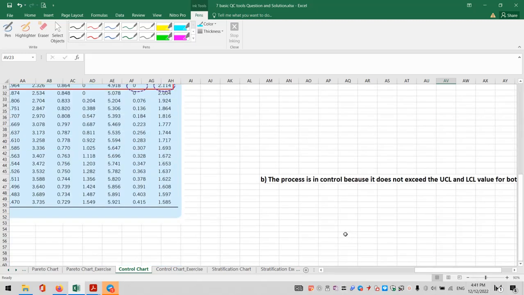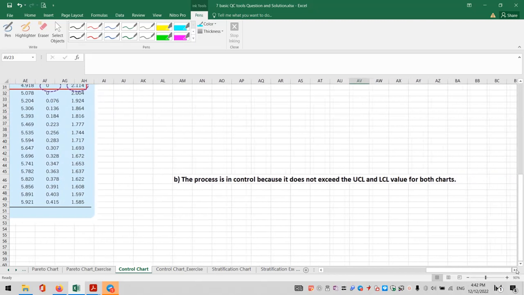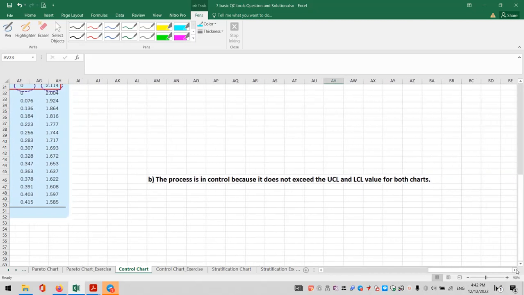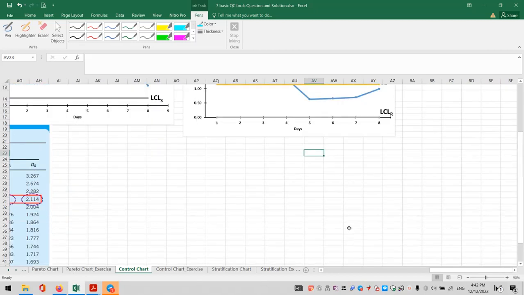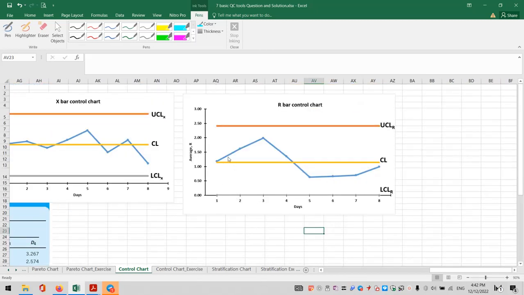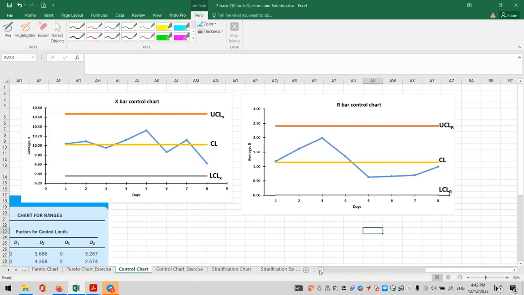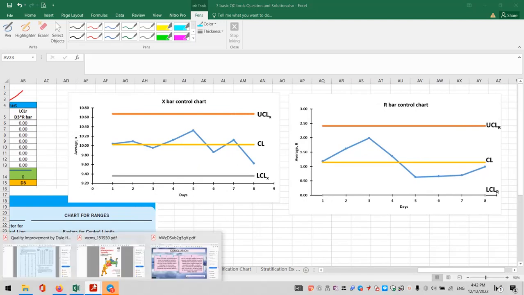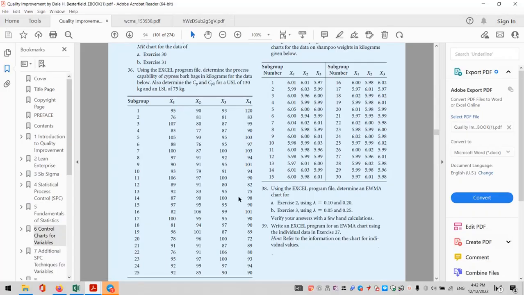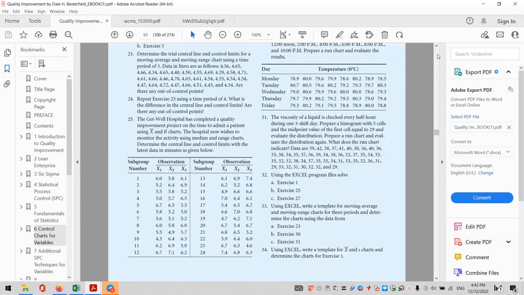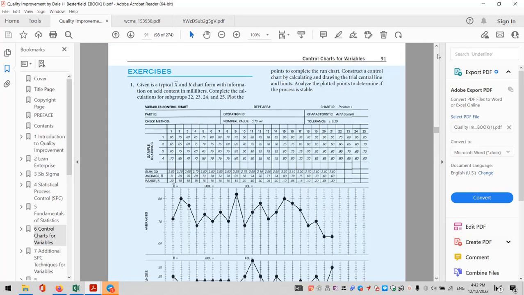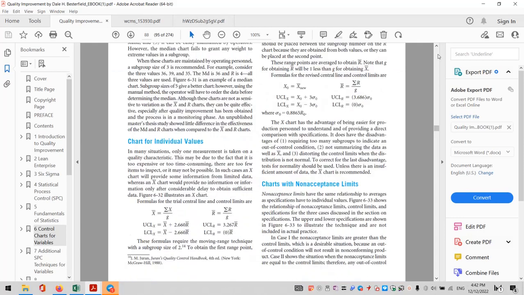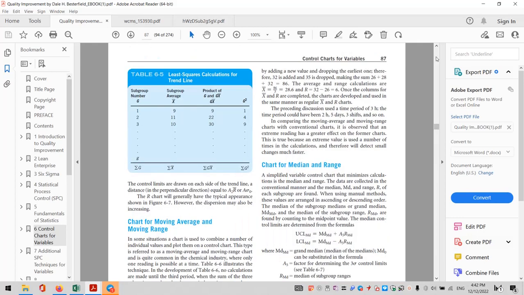Then the question asks you to conclude. The process is in control because it does not exceed the upper control limit and lower control limit for both charts. Basically, the points are near to the central line. Let's see what the book says. How do you know the process is in control or not?